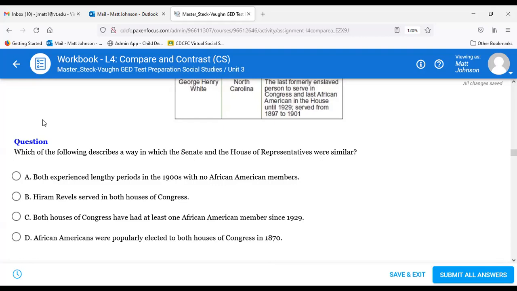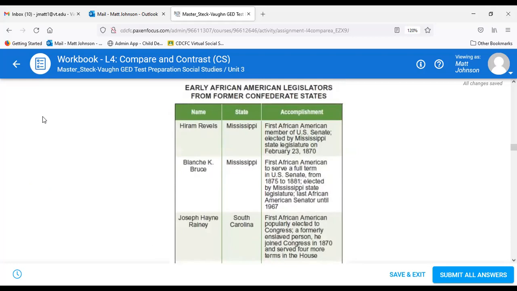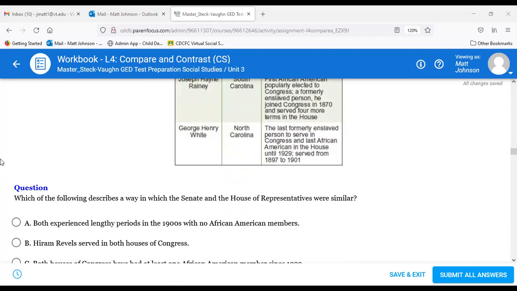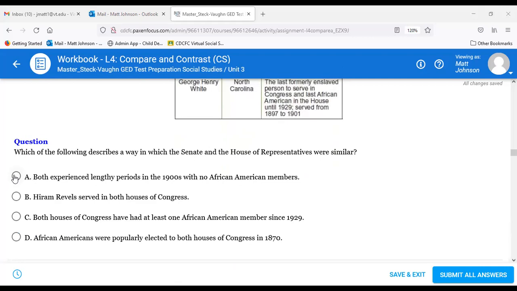It's A. Hiram Revels was only a U.S. senator. The one thing we can look at, we know that when we get to the 1900s, both the Senate and House of Representatives experienced lengthy periods with no African American members, right? From 1929 to 1967, there were no African Americans in either the House or the U.S. Senate. So seven is A.